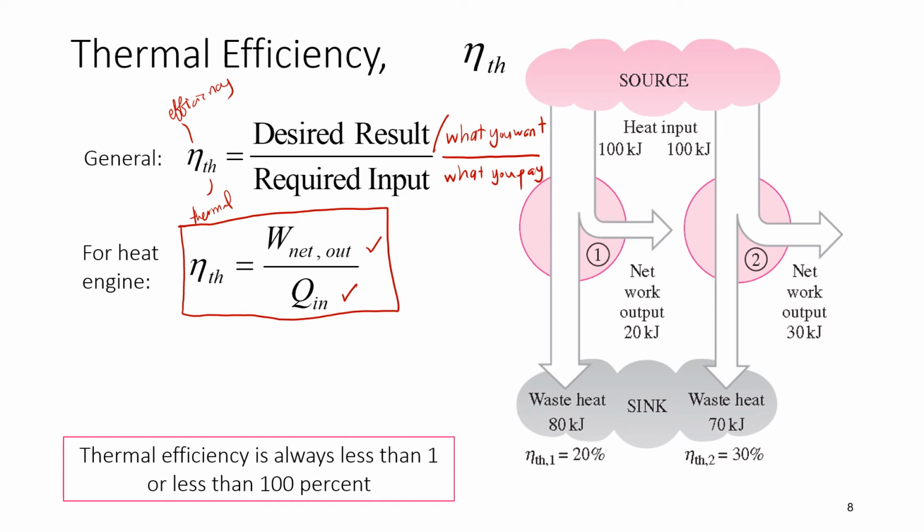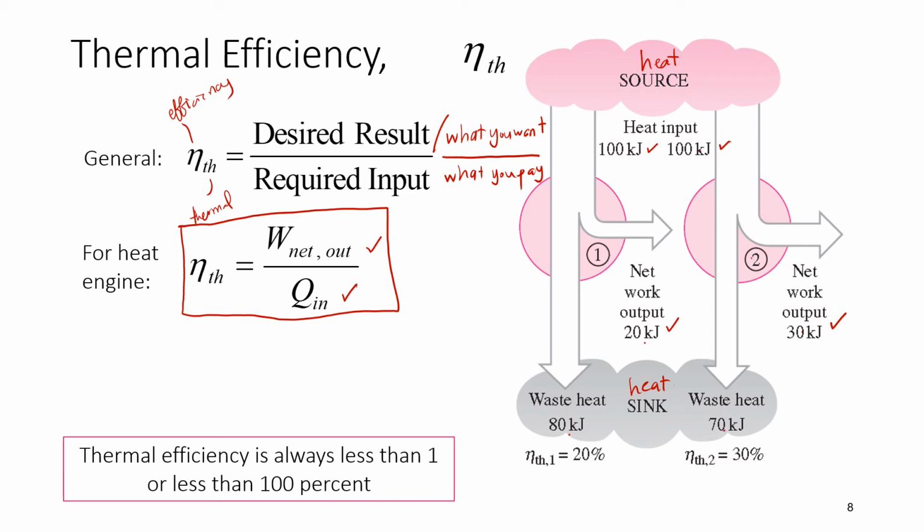Okay, so if you look at this diagram, we have the same source. Source means heat source. We have the same sink that will absorb the waste heat, and then we have two different heat engines, 1 and 2. The source supplies the same amount of heat, 100 kilojoules. Heat engines 1 and 2, because they are different, produce a different work output. This one produced 20 kilojoules only, this one produced 30 kilojoules. So what about the waste? The waste heat is as simple as 100 minus 20, you get 80. And for the other one, 100 minus 30, 70.